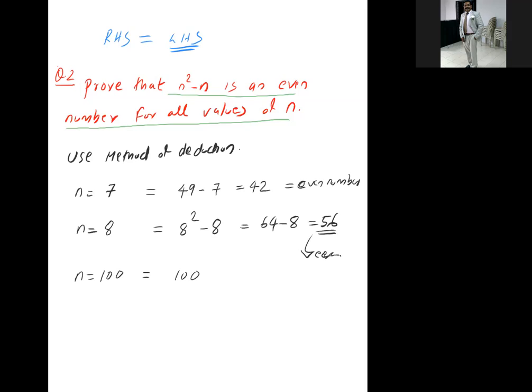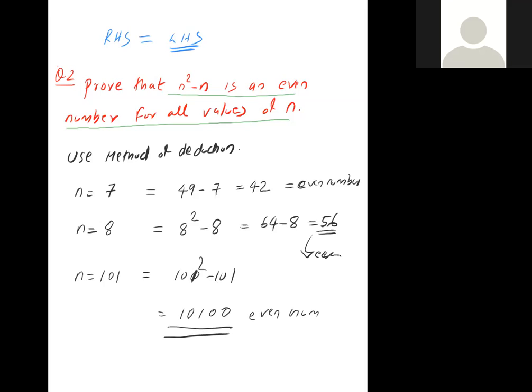So 100 square, n is equal to 101. Okay, 101. So 101 square minus 101. What is 101 square minus 101? That is again 10100. That is an even number. So we can generalize that for any value of n, this is always an even number. So this is one method. Clear?